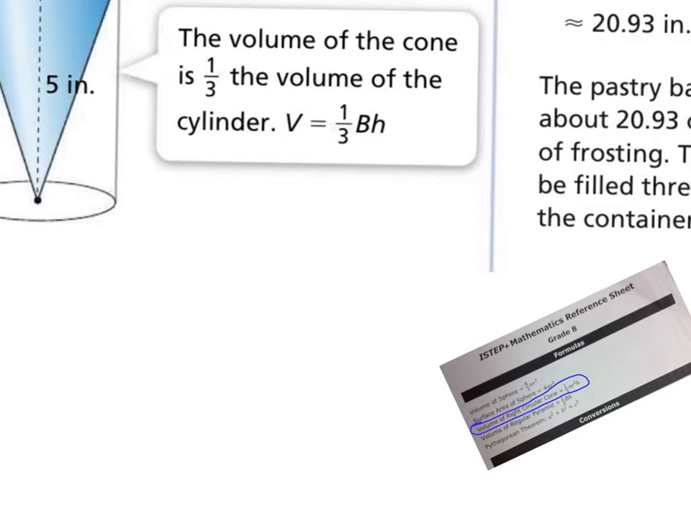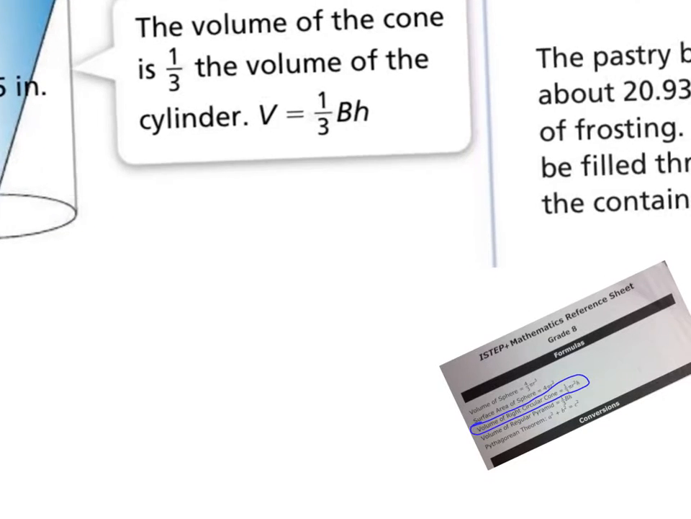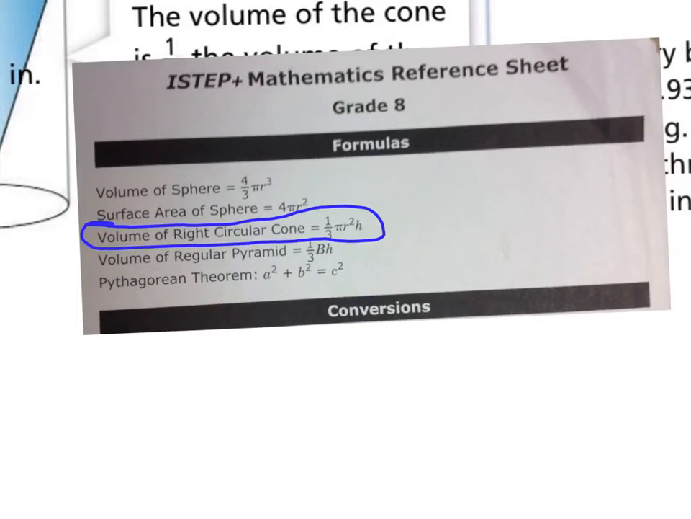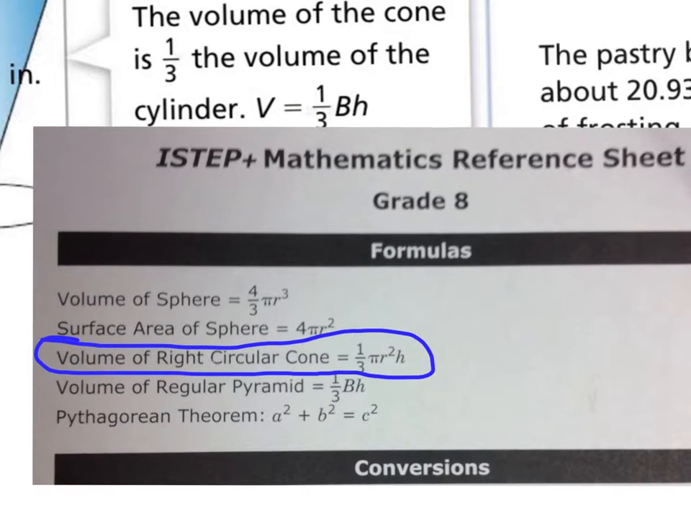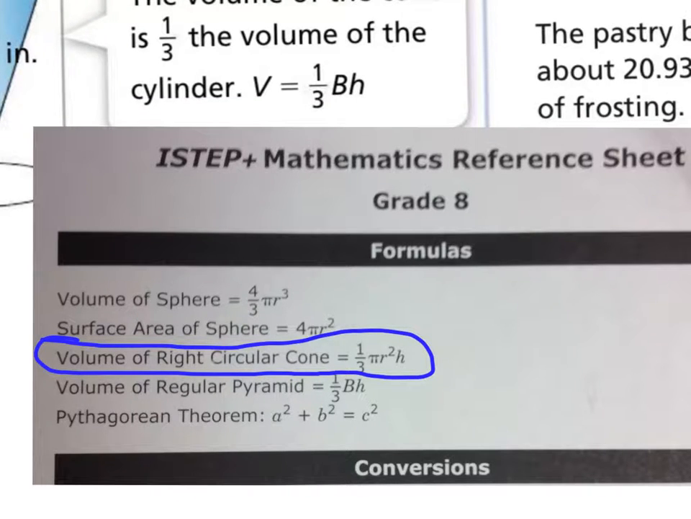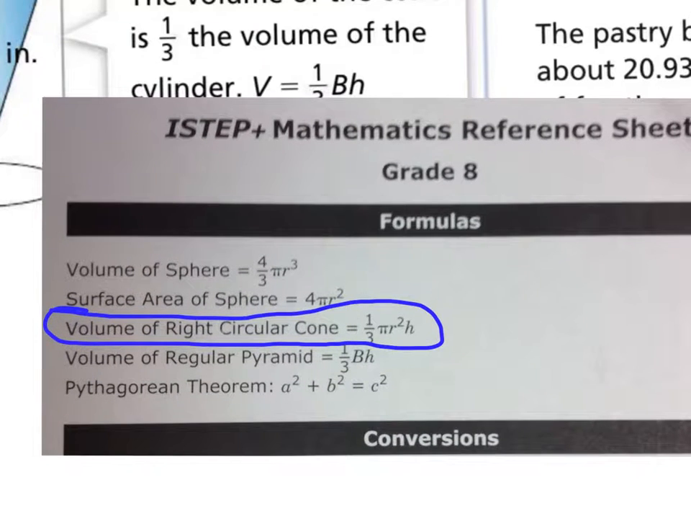So we're going to do kind of like we did with the pyramids. It's 1/3 times the area of the base times the height, and you actually have this on your reference sheet. Our base is a circle. Area of a circle, you may remember, is pi r squared. So that's where they got the formula 1/3 pi r squared h. This one, we don't have that capital B for the area of the base like we did. They could have done that, but they were nice and specifically said this is exactly what it is for the volume of a right circular cone.